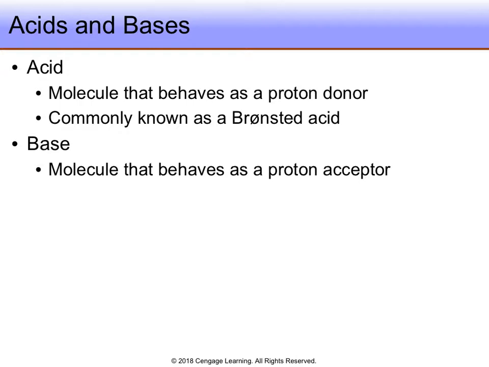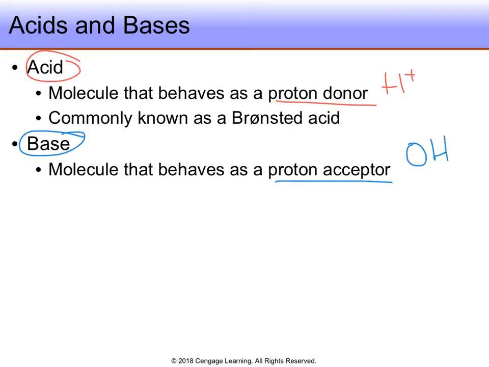So first of all, when we're talking about acids, acids are typically molecules that behave as a proton donor. So they give up an H plus. And these are also known as what we call Bronsted acids. And then when you think about bases, bases are typically proton acceptors. A common proton acceptor might be something like an OH minus. And these are the very common things that we think about when we're thinking about acids and bases.